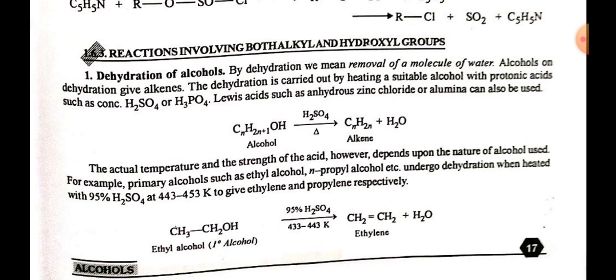suitable alcohol with protonic acid such as conc H2SO4 or H3PO4. Acids such as anhydrous zinc chloride or alumina can also be used. Alcohol in the presence of an acid gives alkene. Actual temperature and the strength of acid, however, depends upon the nature of alcohol used. For example, primary alcohols such as ethyl alcohol and propyl alcohol undergo dehydration when heated with 95% sulfuric acid at 443 to 453 K to give ethylene and propylene respectively.